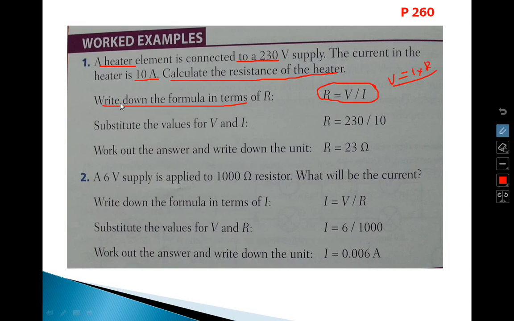So first we need to write down the formula in terms of R, then we substitute the values of V and I. We need to calculate the resistance. V is given here, and I is also given in the question. So R is equal to 230 over 10, which is 23 ohm.